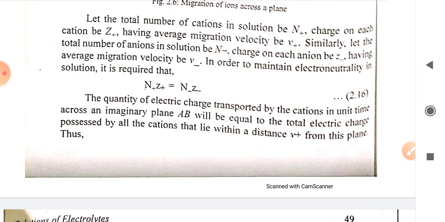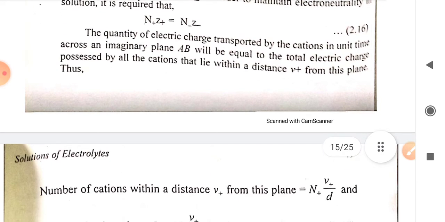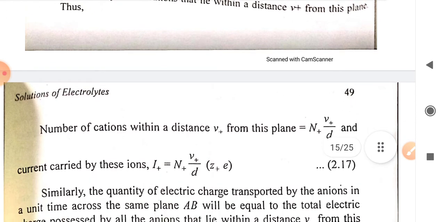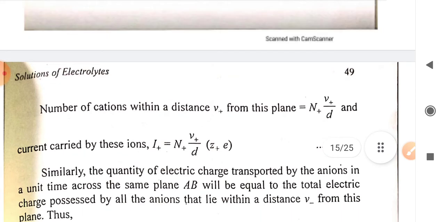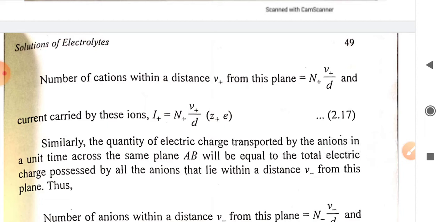So the quantity of electric charge transported by the cations in unit time across an imaginary boundary AB will be equal to the total electric charge possessed by the cations that lie within the distance of v plus from this plane. So we can simply say that the number of cations within the distance of v plus from this boundary.